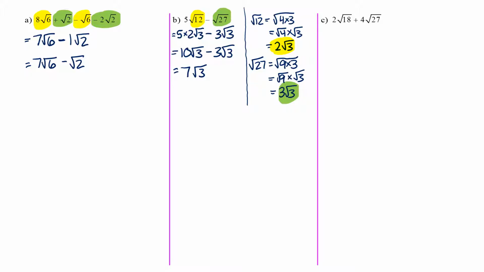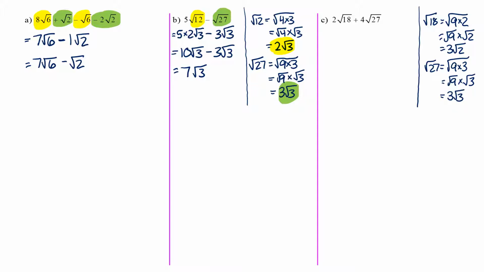Okay, next one, 2 root 18 plus 4 root 27. Again, off to the side. Square root of 18 is equal to square root of 9 times 2, so square root of 9 times the square root of 2, which is 3 root 2. Square root of 27 is equal to the square root of 9 times 3, so square root of 9 times the square root of 3, which is 3 root 3. Okay, and I'm going to put a line down there.